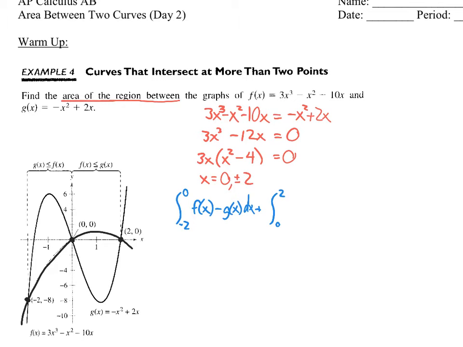My guess is by the time you figured it out, you probably could have just done it, because when we're doing it the regular way, it becomes huge because it's two integrals. And let's take a look at it. If we have g of x minus f of x over here, I know if they're overlapping and then coming back to intersect, if I plug in a 1, which is between the 0 and the 2, 3 minus 1 minus 10 is negative 8. Negative 1 plus 2 is 1, so g is greater than f of x, so I'm doing g minus f in this interval here. Okay?